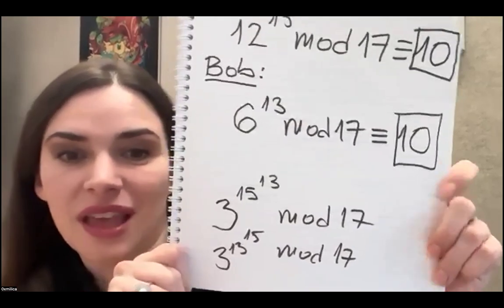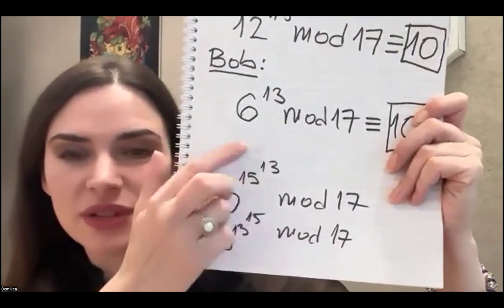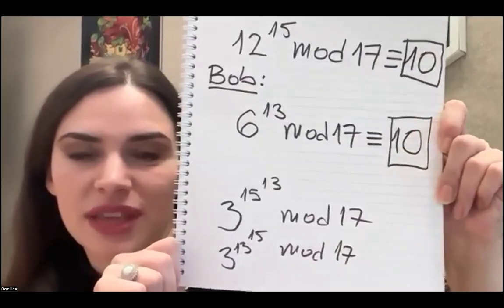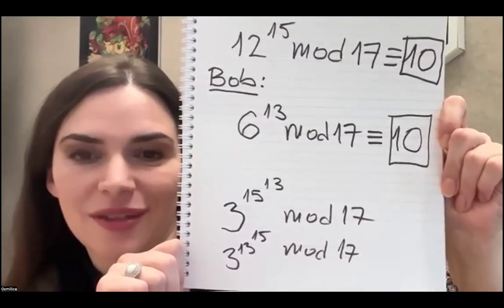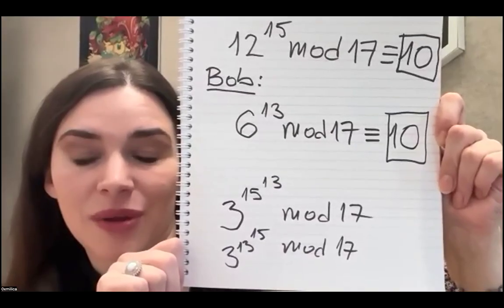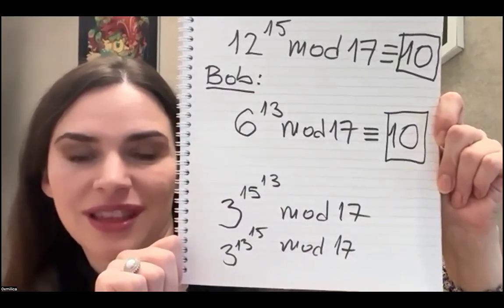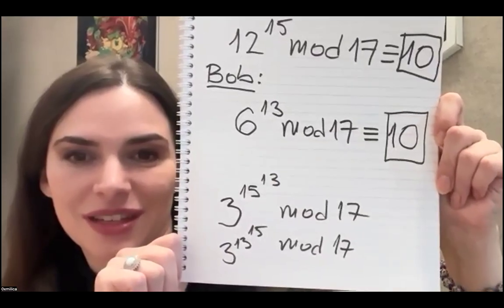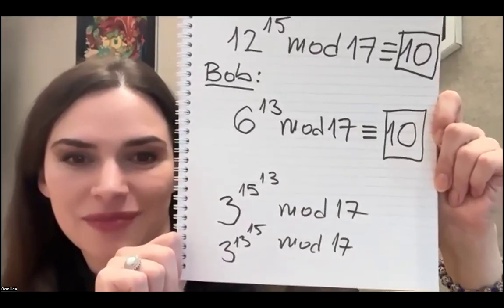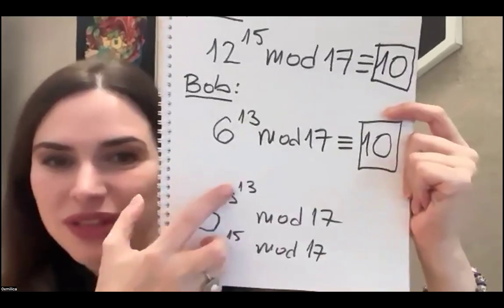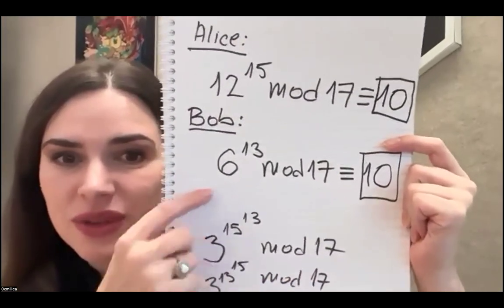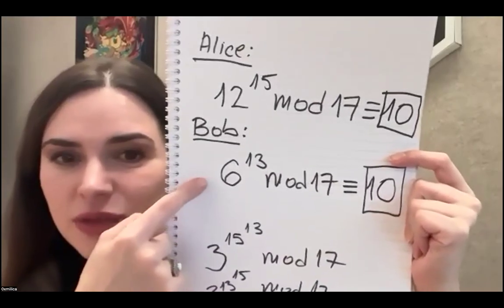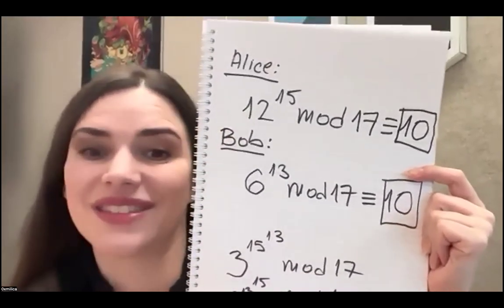But because these two were secret, that's what they have privately selected and generated, then it was impossible for Eve to get them. It's easy to calculate this one, but it's difficult to get it from 6 or 12. That is the discrete logarithm problem.